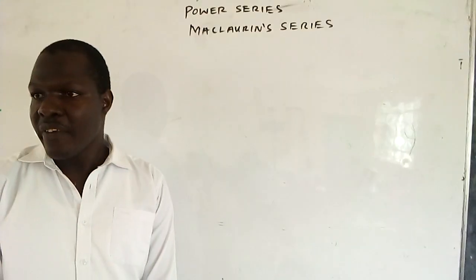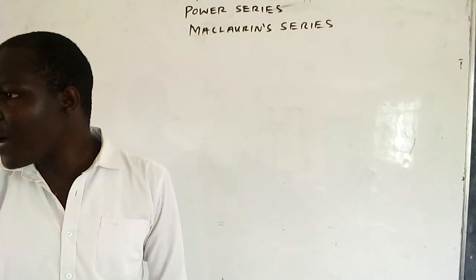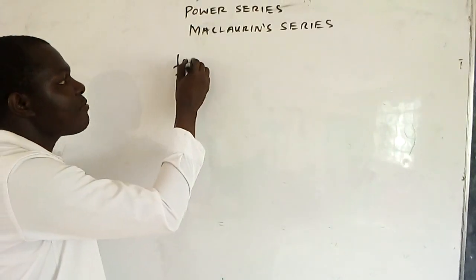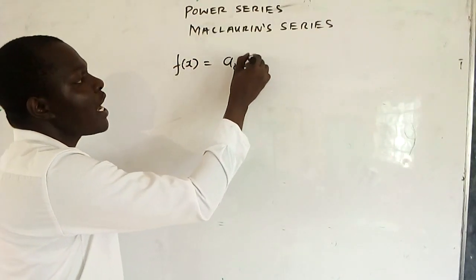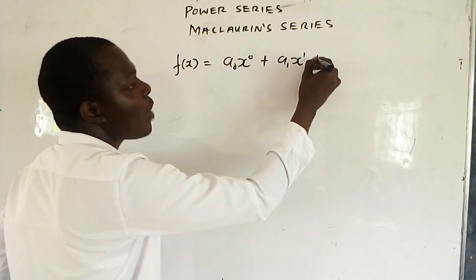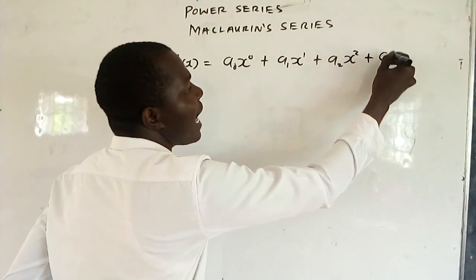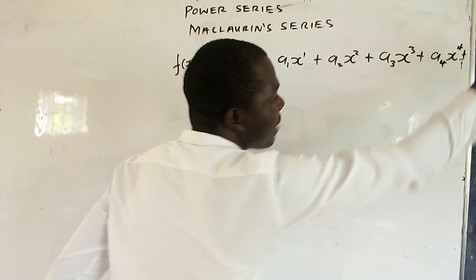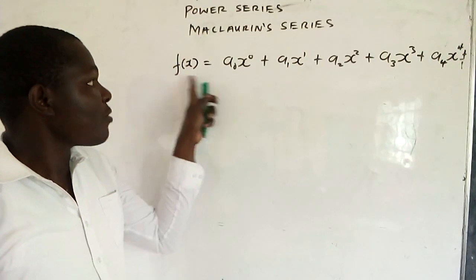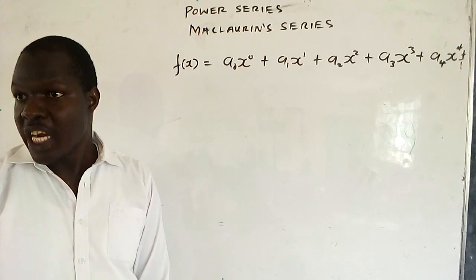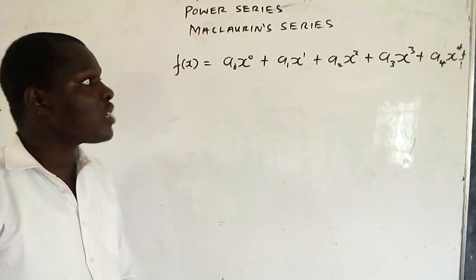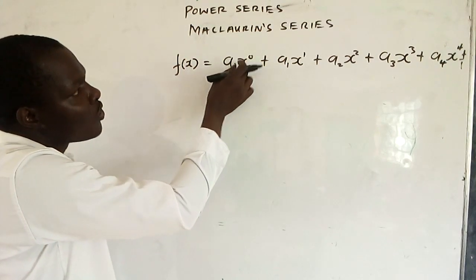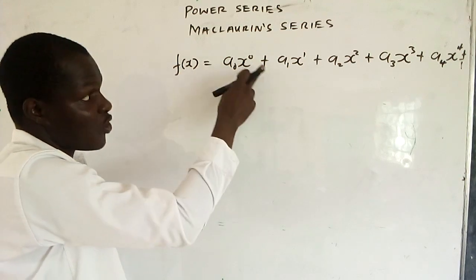So we found that the power series is simply a polynomial function, isn't it? Meaning if you have f of x to be a_0 x^0 plus a_1 x^1 plus a_2 x^2 plus a_3 x^3 plus a_4 x^4 plus up to infinity, isn't it? So this polynomial function is the power series, isn't it? Now we want to get Maclaurin series from this. So you start here. When you look here, this is the function f of x.